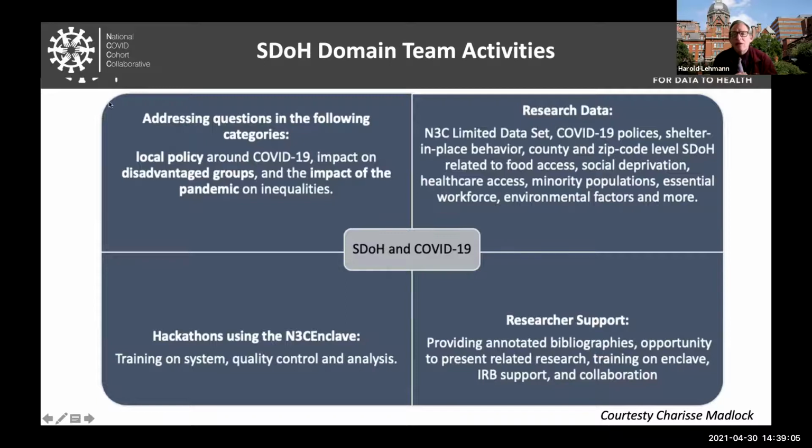And as you can see, the activities, besides addressing the questions, are bringing in research data. And the SDOH group, I won't say is unique, but has been the first to really think about how do you bring in data outside the enclave into the enclave, because as you'll see, we need to talk about environmental effects, and we need to bring data about the environment at different levels, and to unite them with the data in the enclave. On the lower left, you see the hackathons using the N3C enclave.